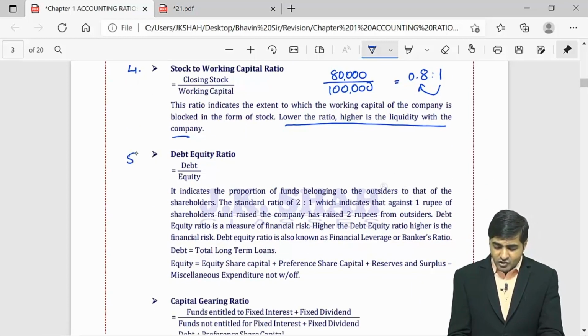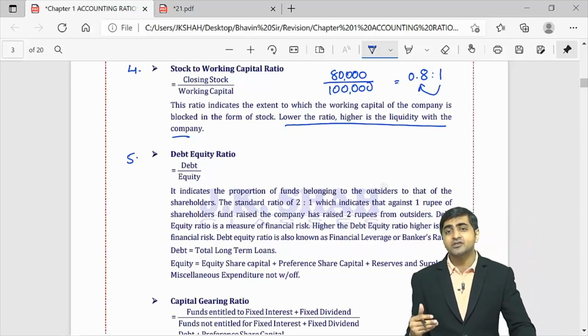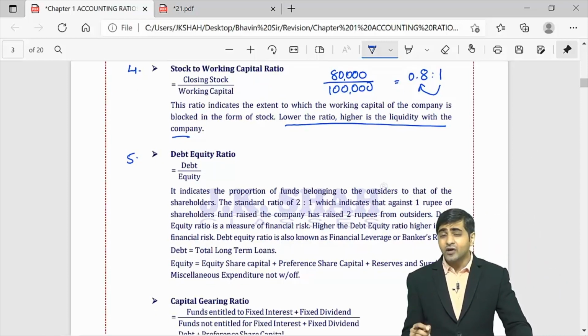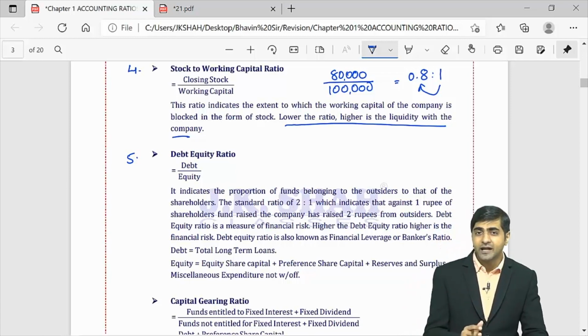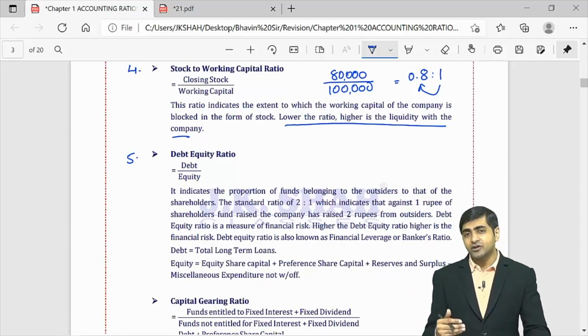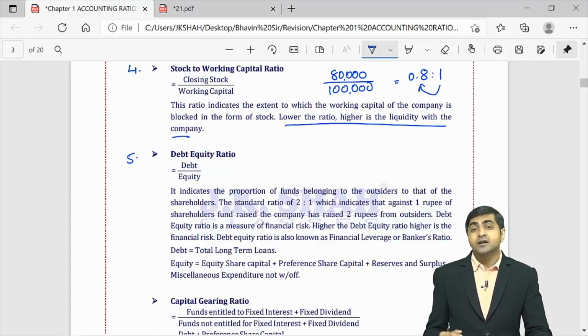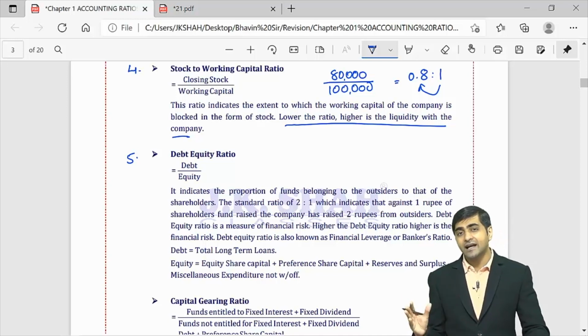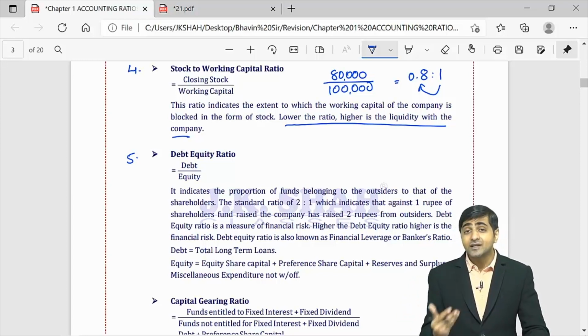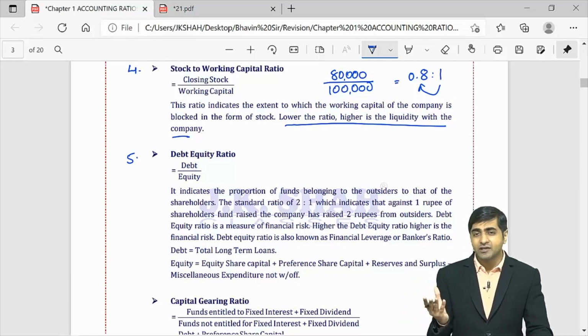Then guys, one of the most common ratios which they ask in examination is your debt equity ratio, where we are going to consider whatever is your long-term debt and we have to divide that by your shareholders' funds. So that will be treated as your debt equity ratio. Now guys, if this ratio is tremendously high, then can I say that the financial risk in the company is also tremendously high? Come on, yes or no?